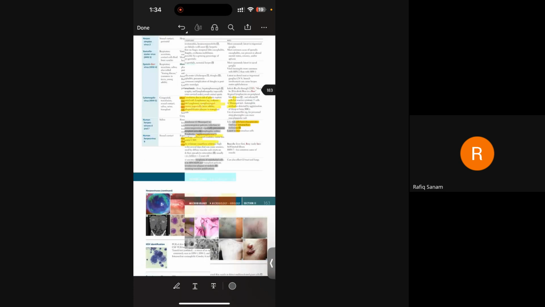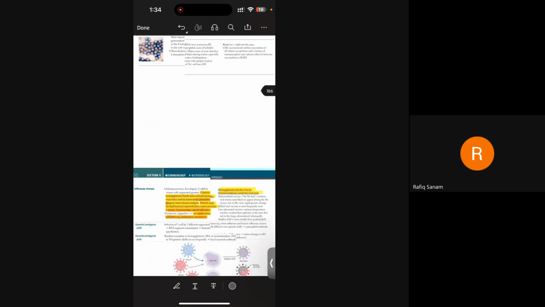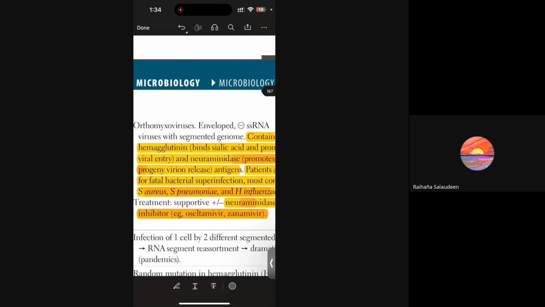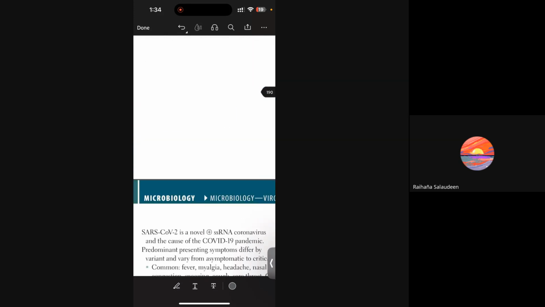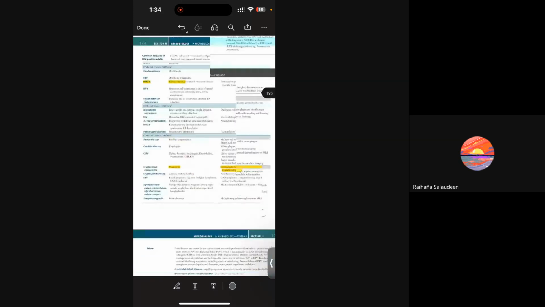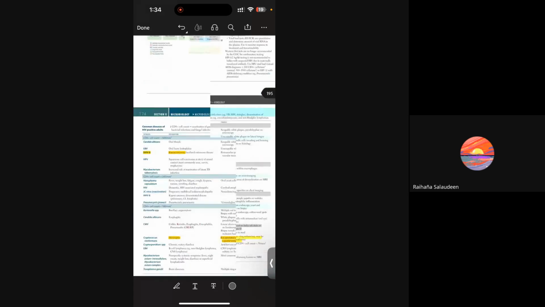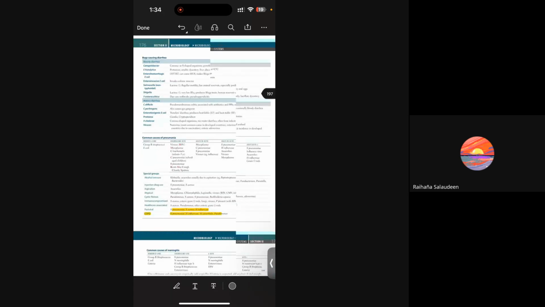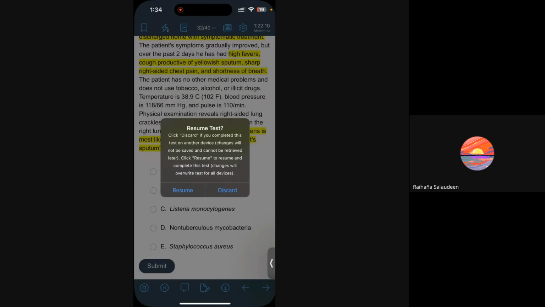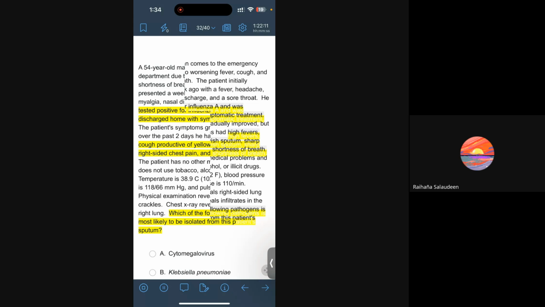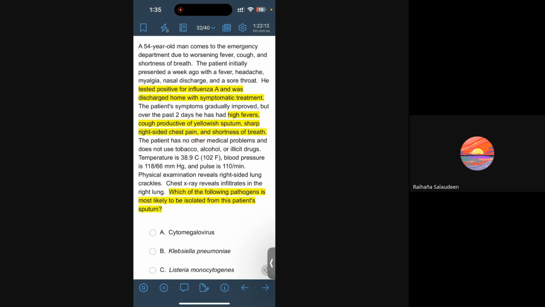Other than Staph aureus, what are the names of the other ones? Strep pneumoniae and Haemophilus influenzae. These are the three which can be present after a viral infection: Strep pneumo, Staph aureus, Haemophilus influenzae. Our patient tested positive for influenza A, and after 2 days he develops high fever, cough, productive yellow sputum, sharp right chest pain, and shortness of breath.